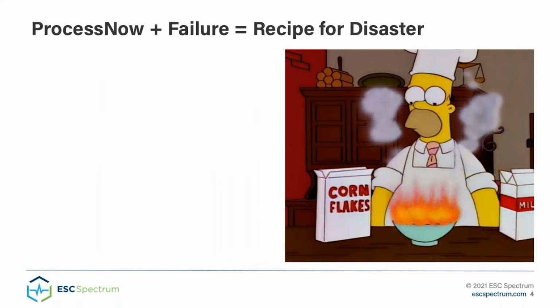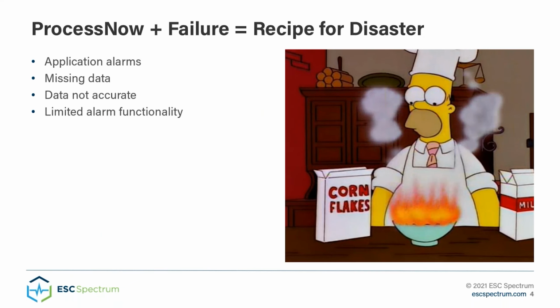ProcessNow failure is a recipe for disaster. The reason I say this is that it can cause application alarms. Data can be missing due to ProcessNow not calculating central-only parameters. Or you could be missing data that depends on you entering your field test. The data could possibly not be accurate due to rolling averages or totals not being up to date, and having limited alarm functionality could also prevent you from receiving exceedance alarms on your extended averages.